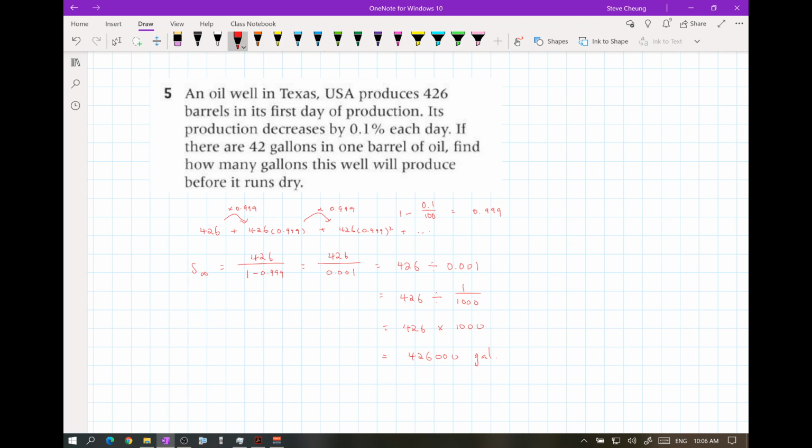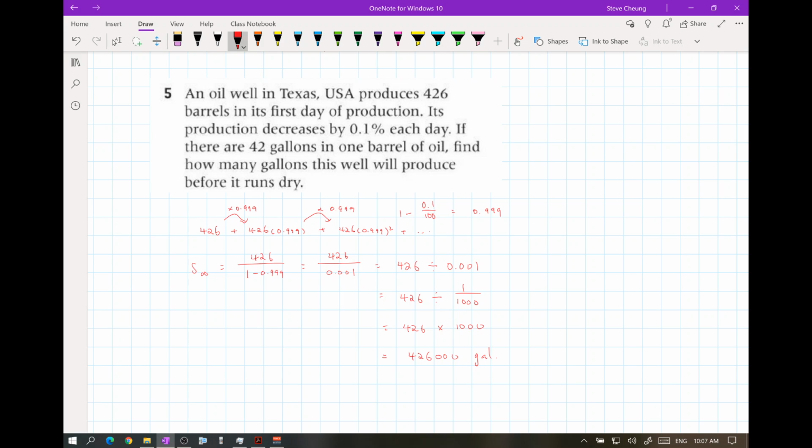But that's not what the answer key says. Oh, okay. No, this is correct. It decreases by 0.1% each day. So that means you only have 99.9% of the previous day. I don't know what's up with the answer key. The answer key seems to be like 1,000 times bigger. They are 42 times bigger.